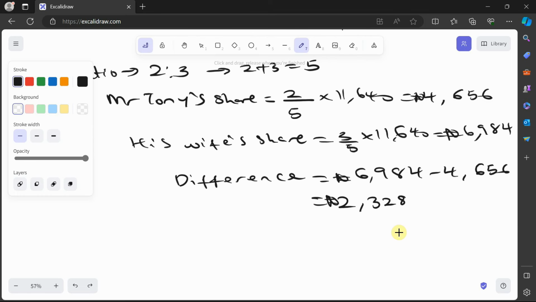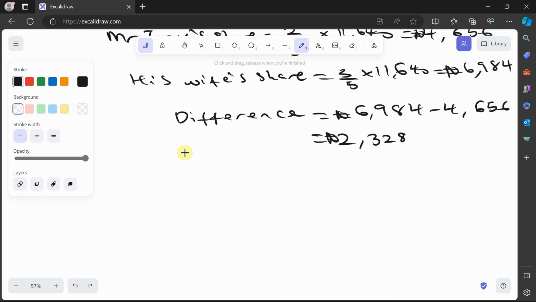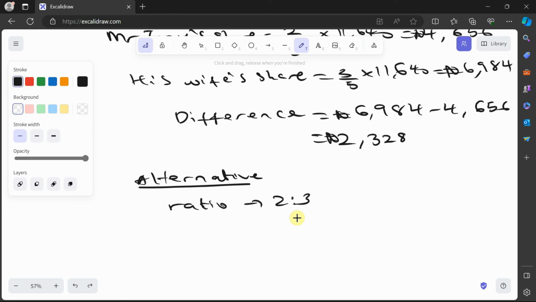This is actually a very long method. There's a shortcut that we can do. This is an alternative method. Our ratio is 2:3. By the time I find the value of the 2 ratio, I find the value of the 3 ratio, that is actually a longer method. I could just take the difference in ratio. The difference in ratio also computes the difference in the amounts. So the difference in ratio will be 3 minus 2, and that will be equal to 1.